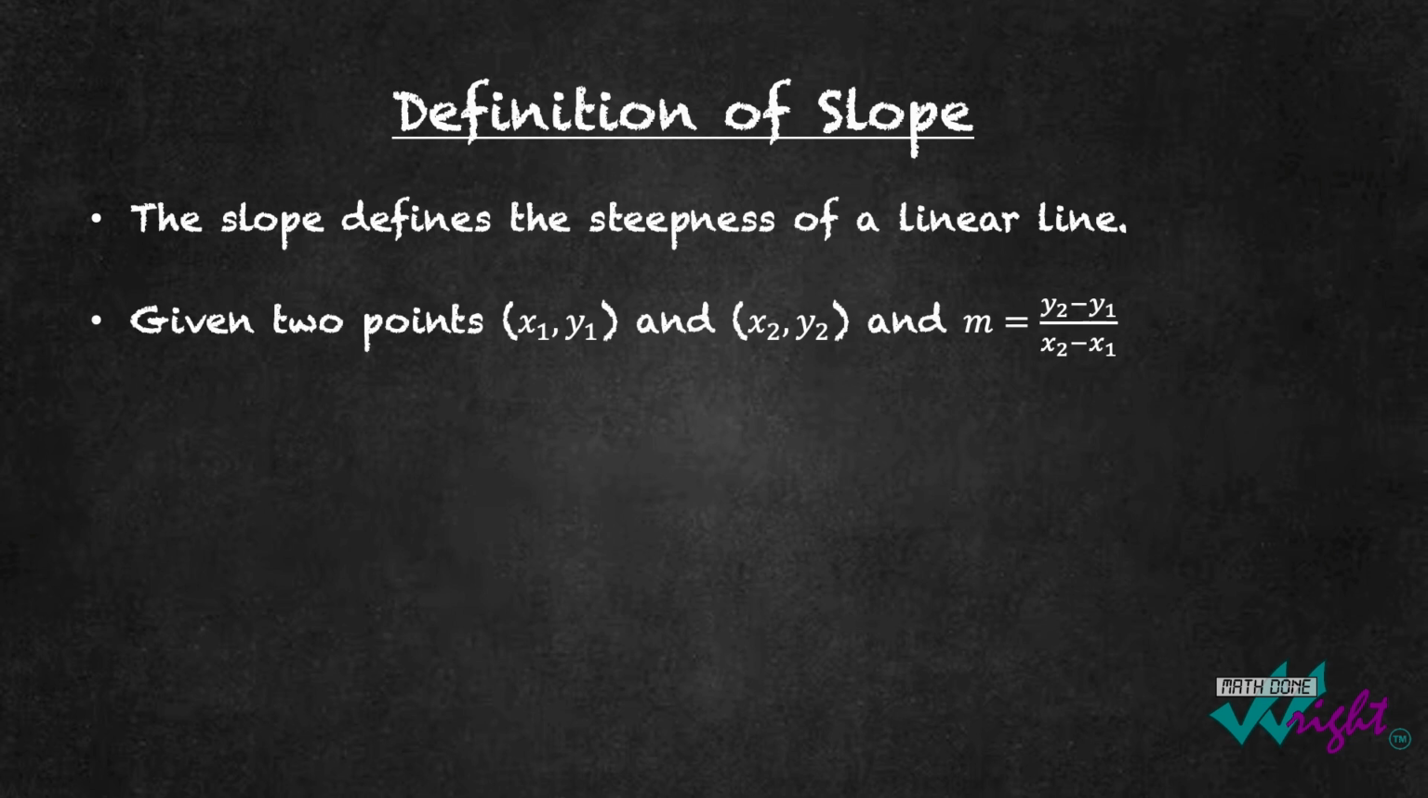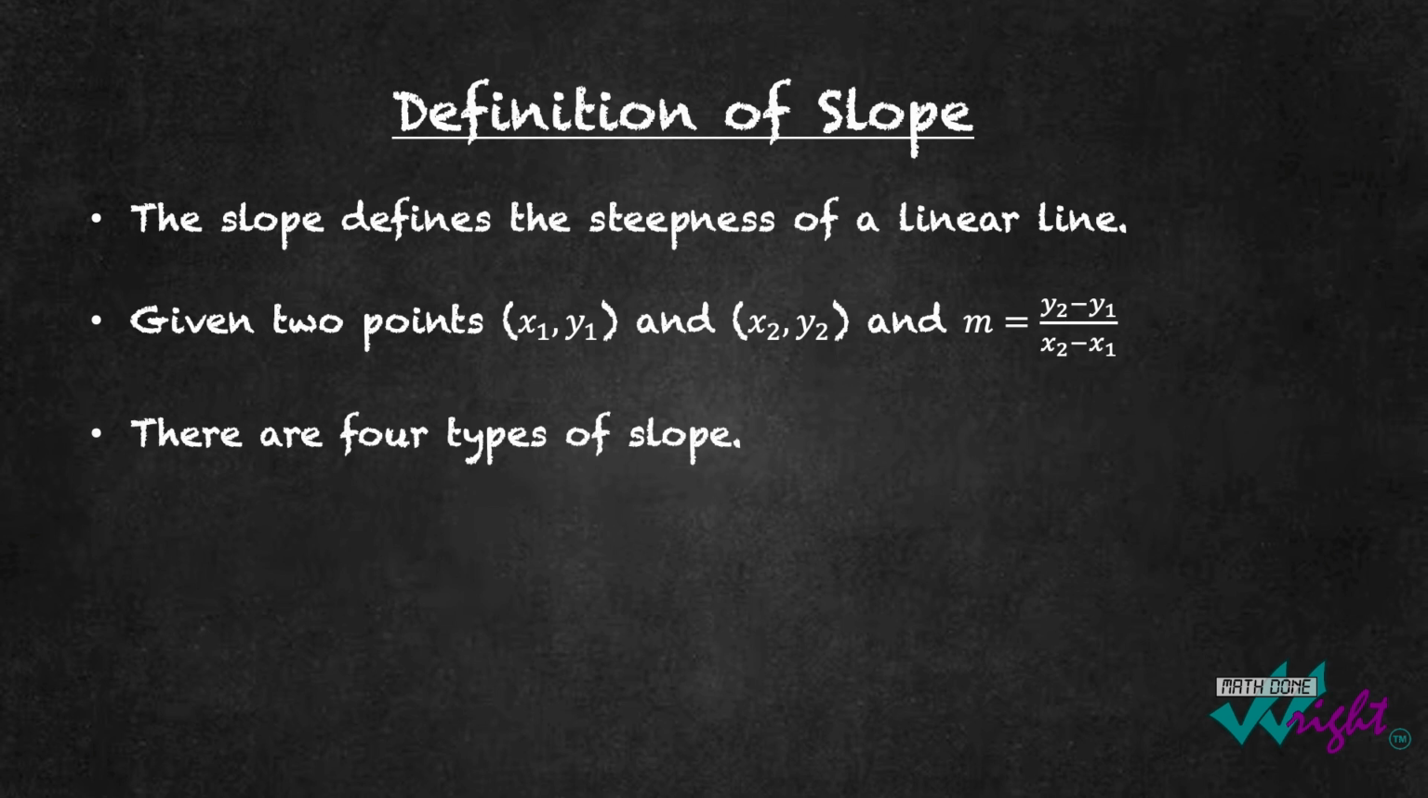A little bit further, if we're given 2 points on a line, x1, y1 and x2, y2, then we can utilize the slope formula, which is m equals y2 minus y1 divided by x2 minus x1 to get the actual numerical value of the slope, which you should remember is rise divided by run.